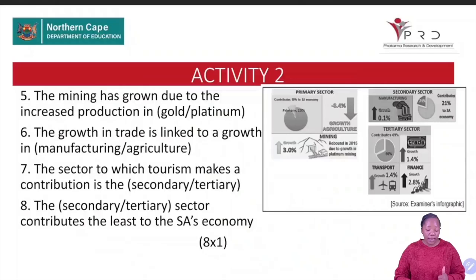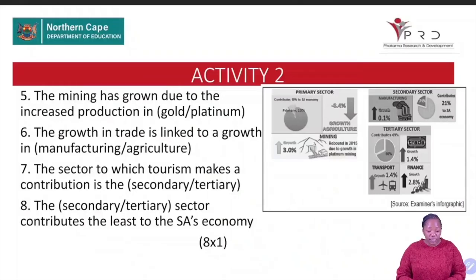We have question number 5 and number 8. We have broken them down so that you can look at them on the slide. The 5th question says the mining has grown due to the increased production in the gold or the platinum. Again, you need to refer to the diagram. So I've broken them down so that you can see them.